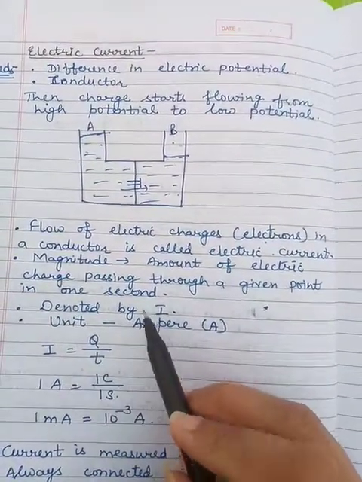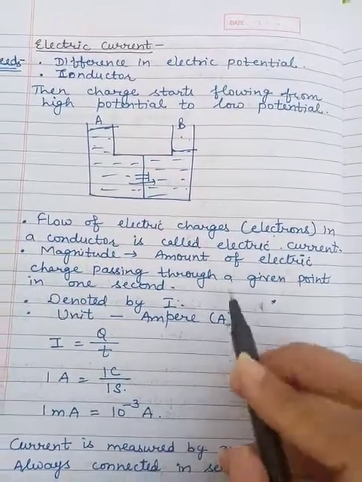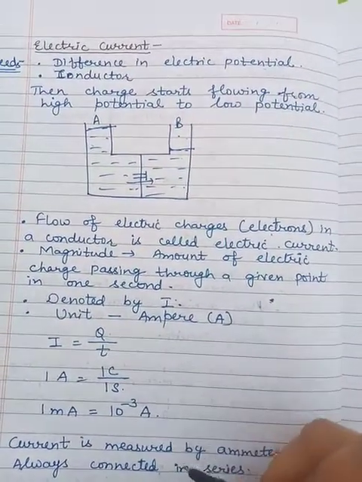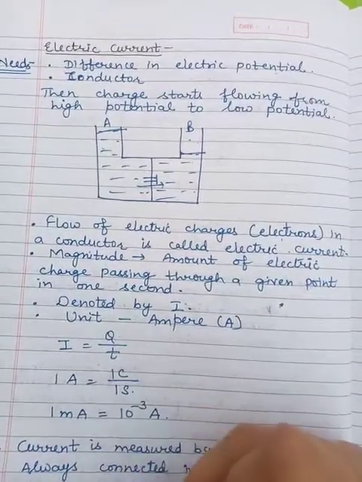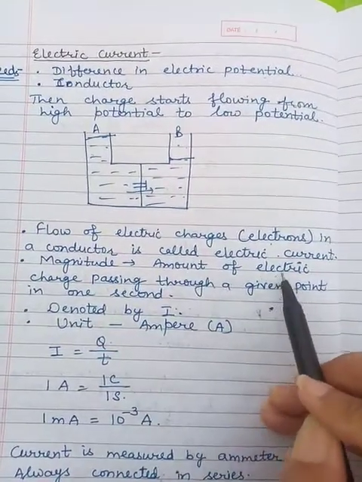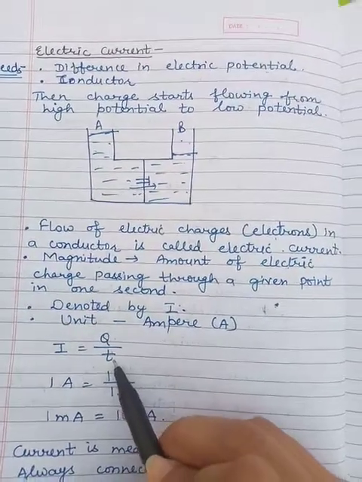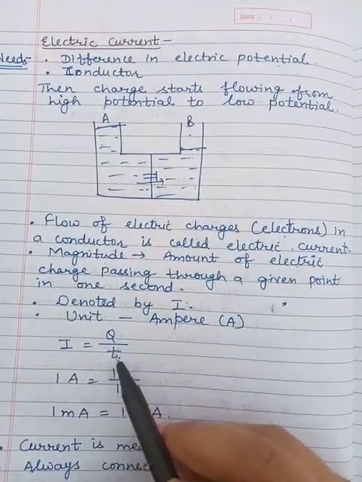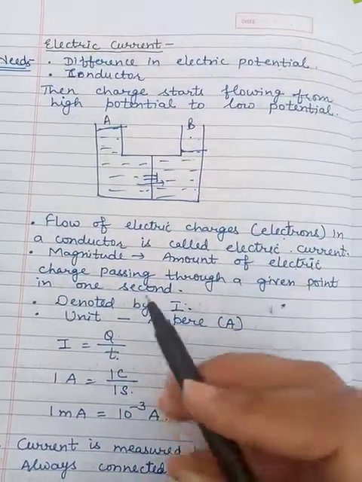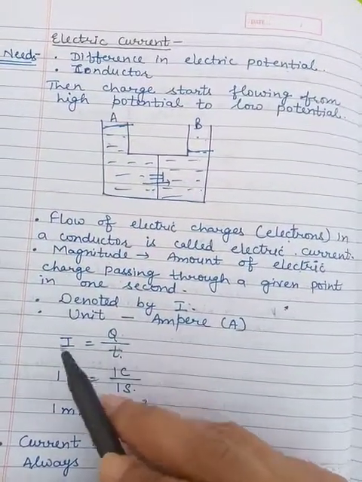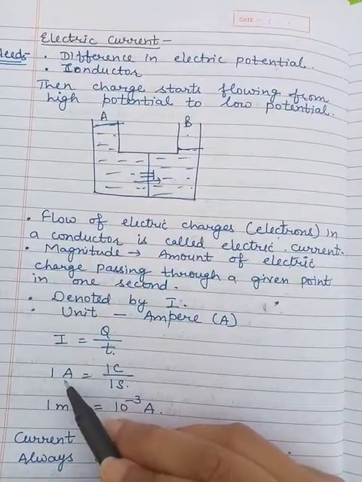This electric current is denoted by I, and its unit is ampere, which is denoted as capital A. So we have the formula of the current, that I is equal to Q upon T, because the amount of electric charge, look, charge is denoted by Q and we are saying that in 1 second, so this is T. So I is equal to Q upon T. We can also say that the rate of flow of charge is called electric current.